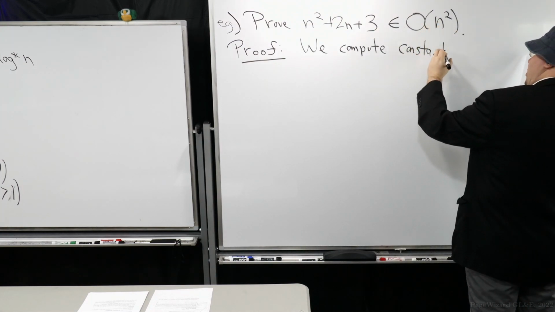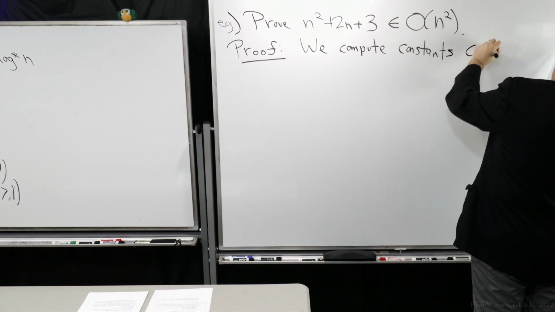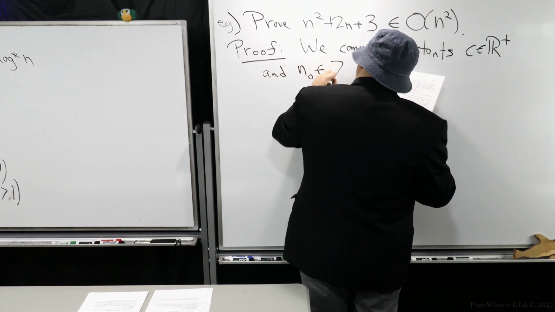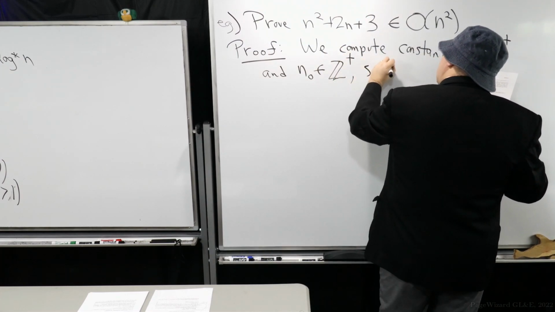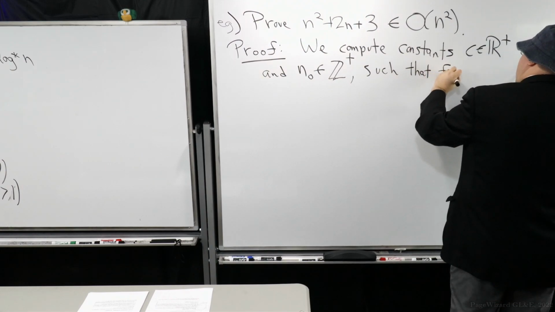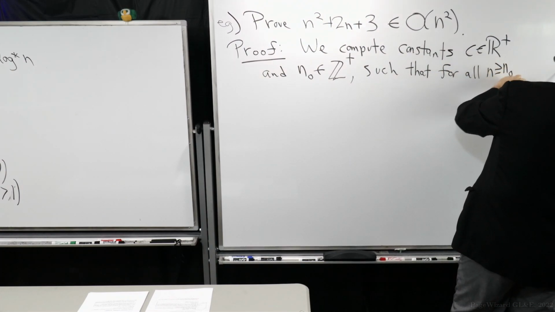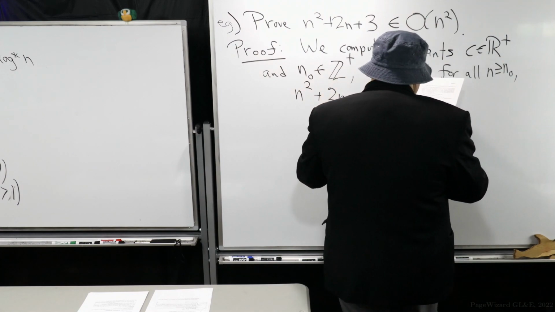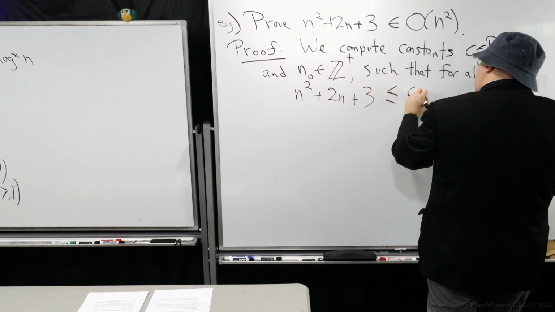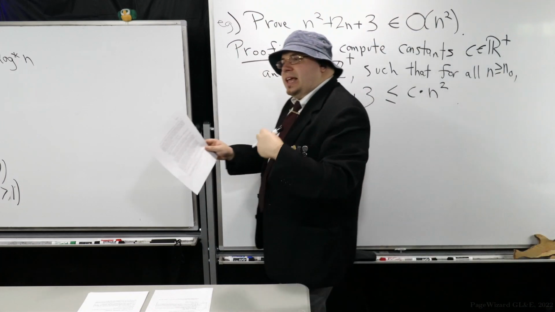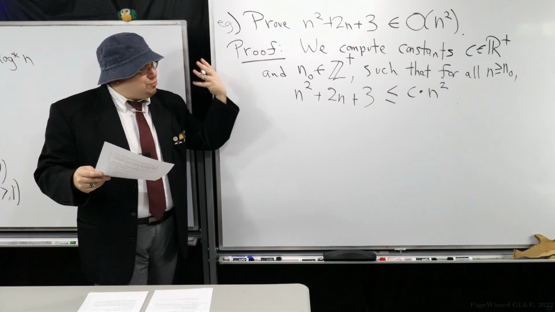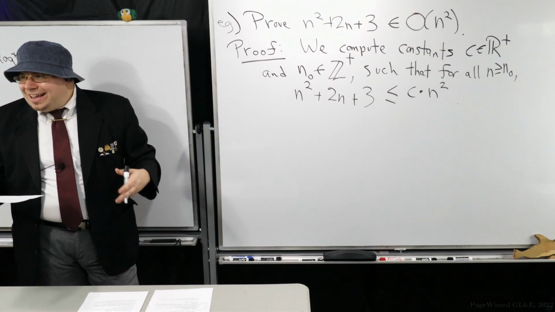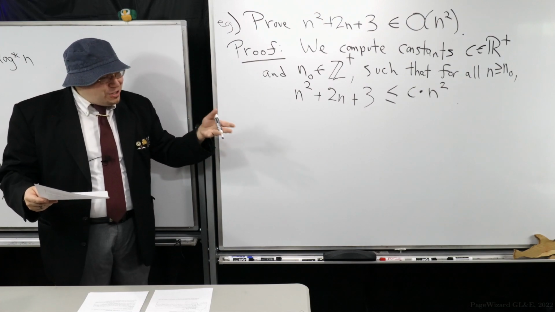So we compute constants C, which is a positive real number, and n0, which is a positive integer, such that for all n greater or equal to n0, we write out the inequality, right? We write out what f of n is, so it's n squared plus 2n plus 3, which is less than or equal to c times n squared. This is me just laying out what we're going to do. Because if I just run headfirst into this and start picking stuff, I don't know what you're doing, right?